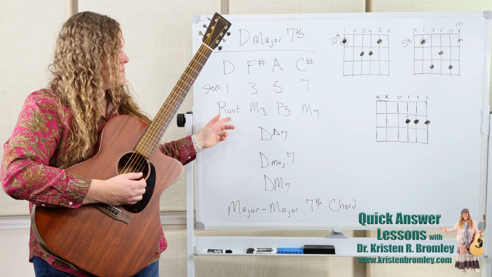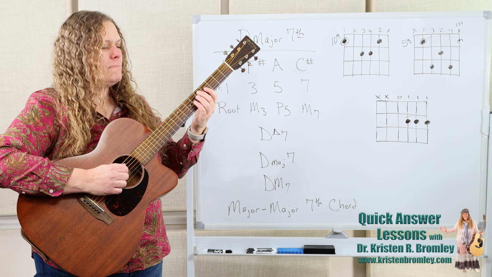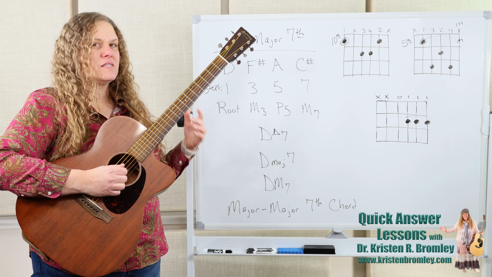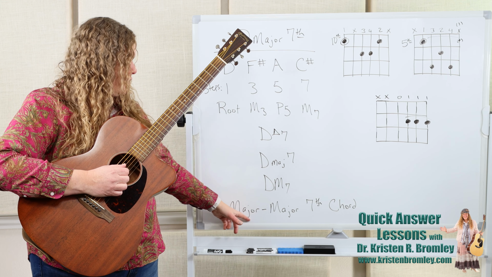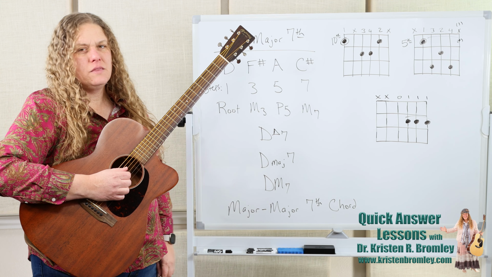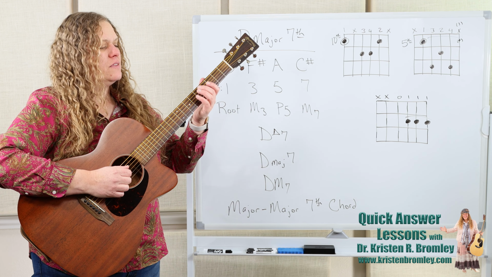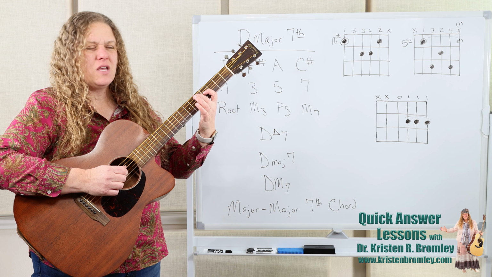The F sharp is the major third. It's a major third interval above that root. That's what makes this a major chord. That's what this first major in the name of the chord is. Major 7th chord. So that's a theory term, but it's the major third.